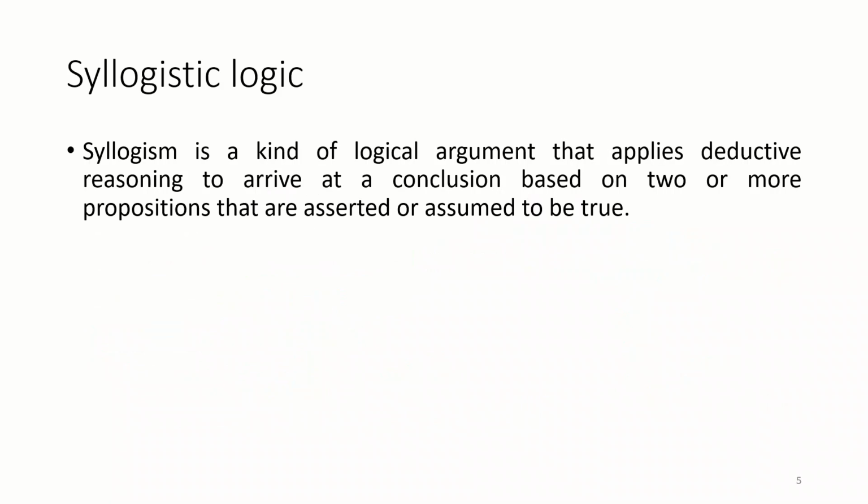Then we have syllogistic logic. Syllogism is a kind of logical argument that applies deductive reasoning to arrive at a conclusion based on two or more propositions that are asserted or assumed to be true. Essentially this syllogism has a particular structure. First there should be a major premise, then a minor premise, that we saw in the last one, and the conclusion.